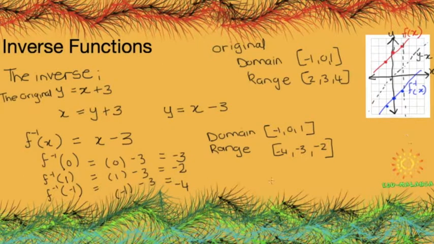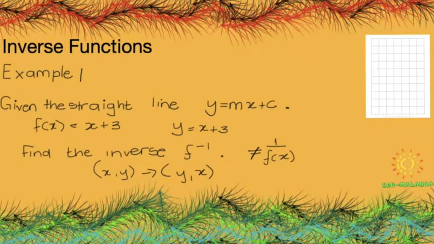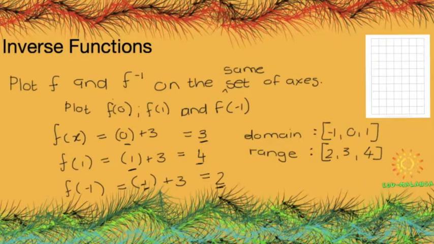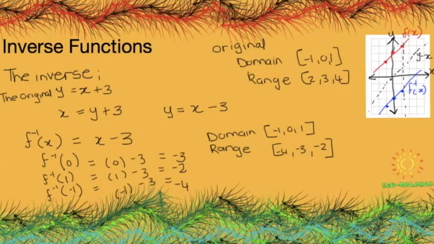So, okay guys, just a recap. The question was, given the straight line, draw the inverse. We first drew the original graph, plotted it out, got the domain and the range, and then we did the same for the inverse. Then we could draw both on the graph, and you can understand how one is mirrored across the line.